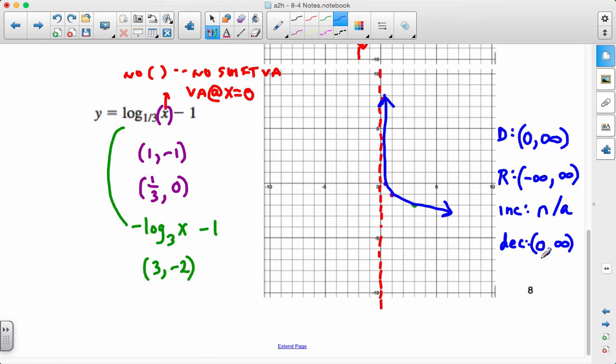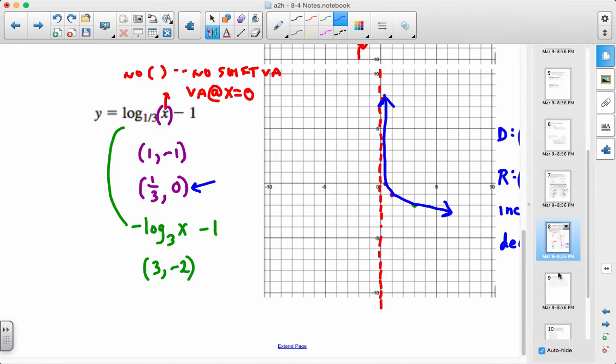Makes sense? Okay, I could ask you x-intercepts. There's the x-intercept right there. I could ask you y-intercepts. There is none. It never touches the y-axis. There is no min or max. All those questions we always ask, okay? All right, moving along.